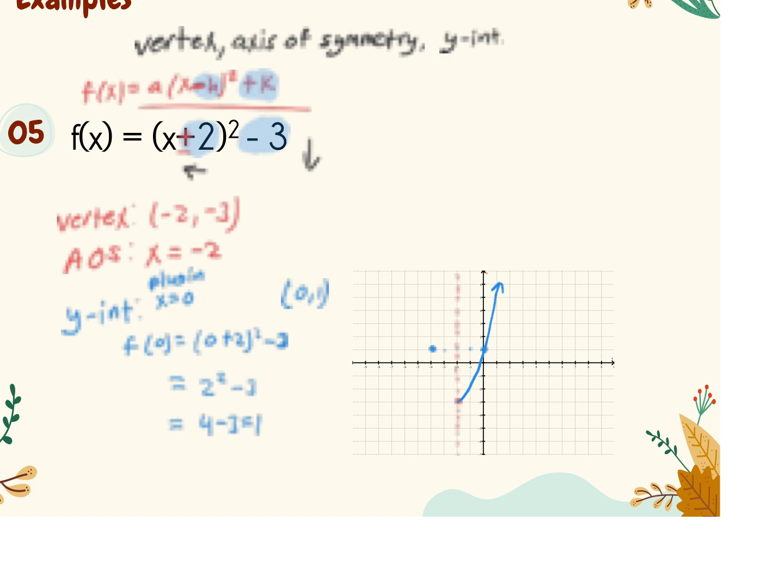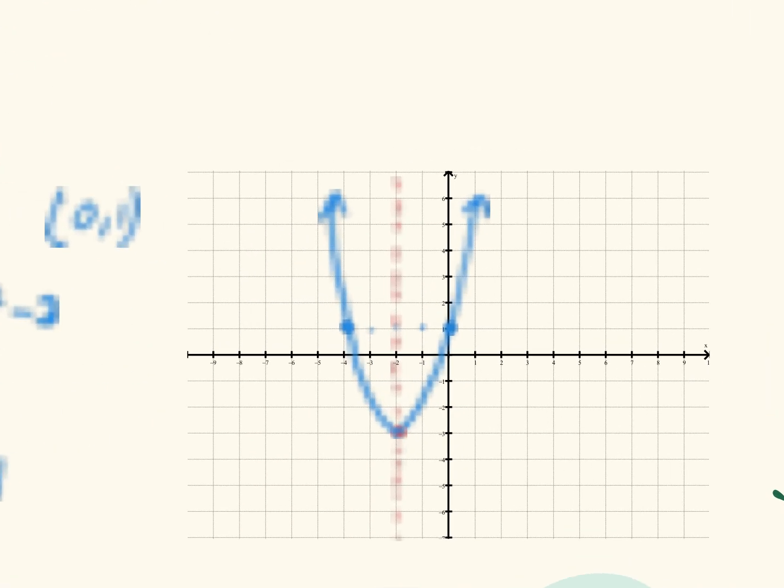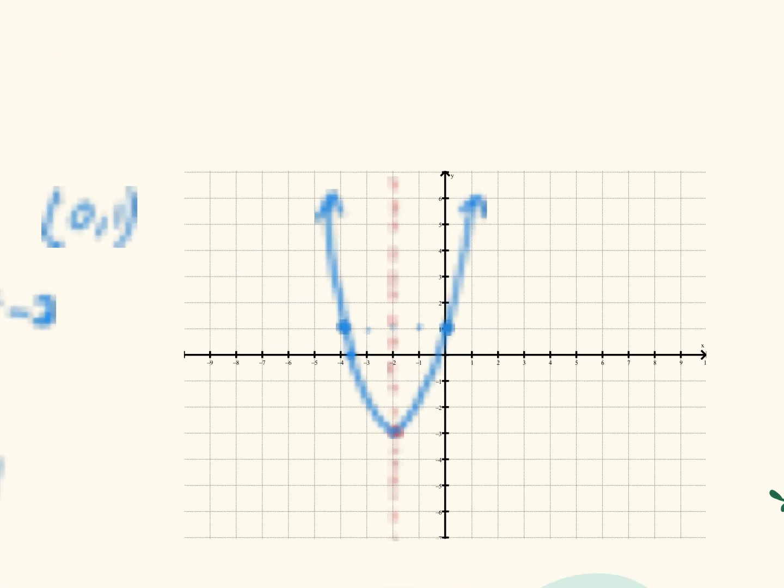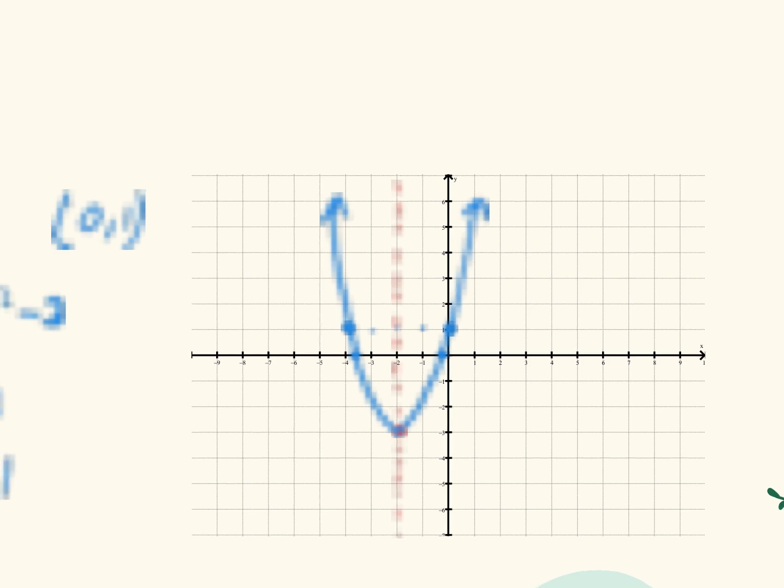So connect our dots, and it's going to look something like that. And I didn't ask you guys in this problem to find the x-intercepts, but we can see that they're going to cross somewhere over here.